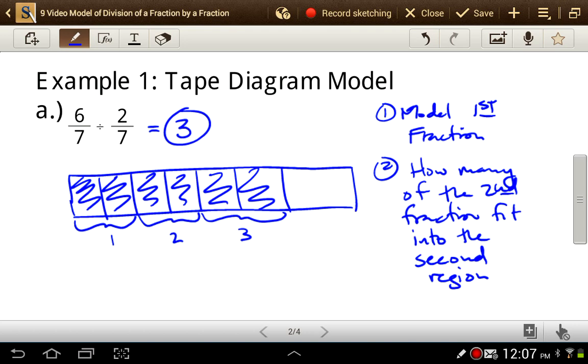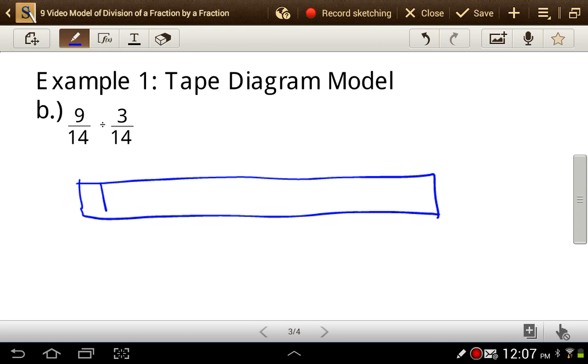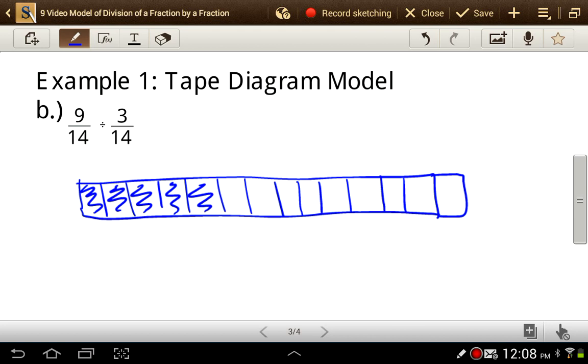If you need to pause, go ahead. Otherwise, I am going on to the second example. Still using a tape diagram, example B: 9/14 divided by 3/14. First I'm going to make a tape diagram for 14ths. 9/14 is the first fraction. 1, 2, 3, 4, 5, 6, 7, 8, 9, 10, 11, 12, and I'm going to make an extra section, 13, 14. Then I'm going to shade 9 of them: 1, 2, 3, 4, 5, 6, 7, 8, 9. 9 out of 14 are shaded in.